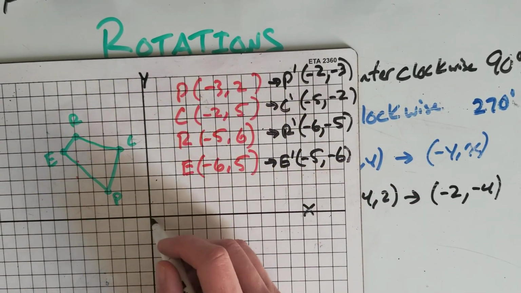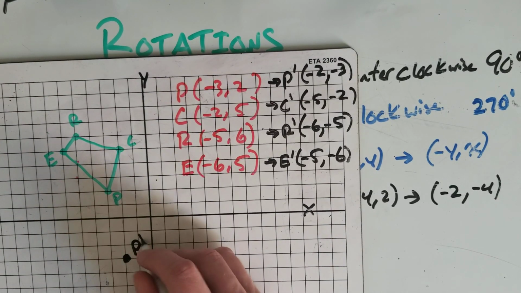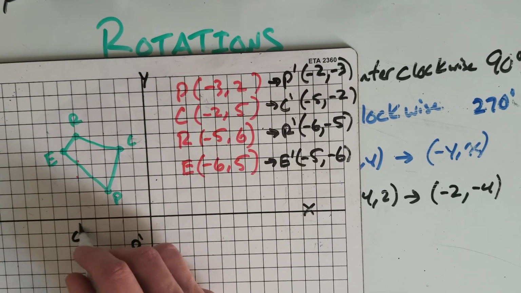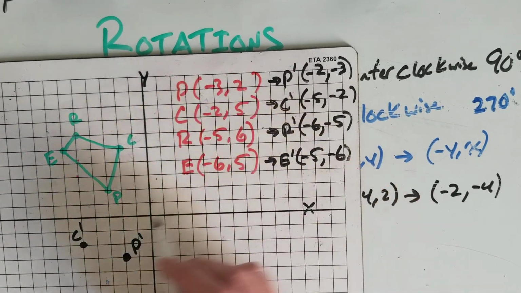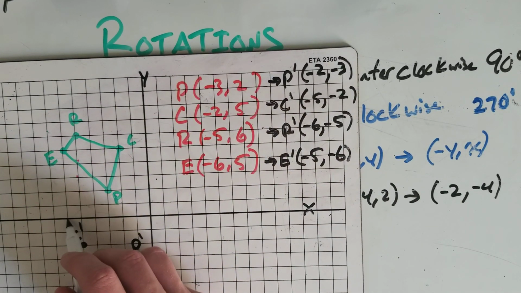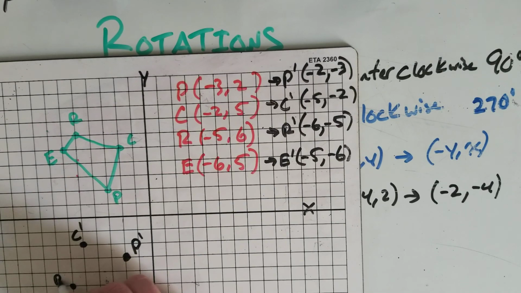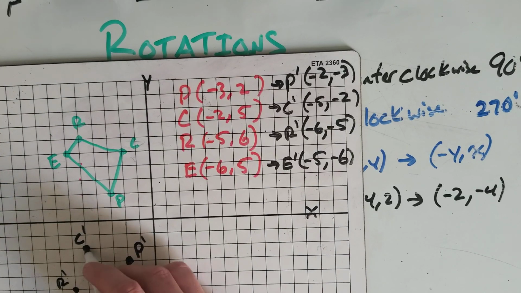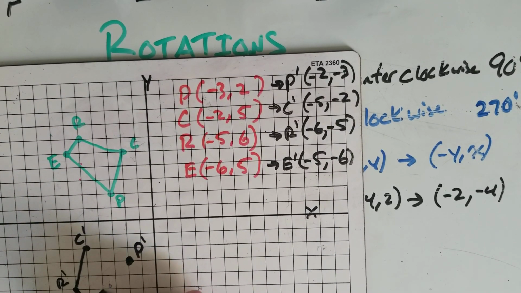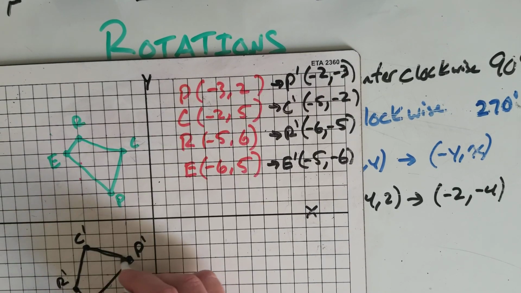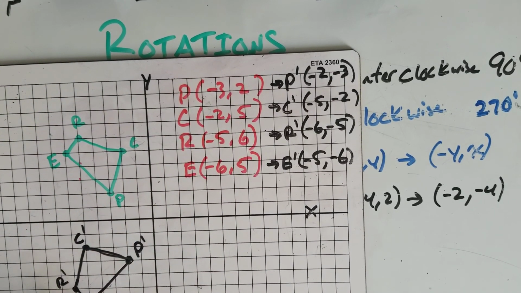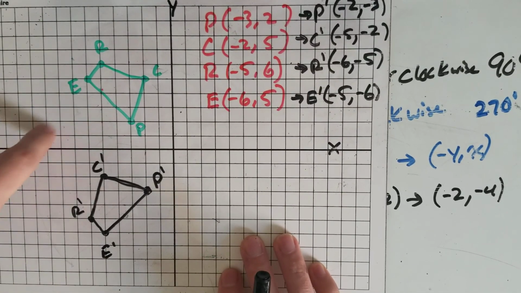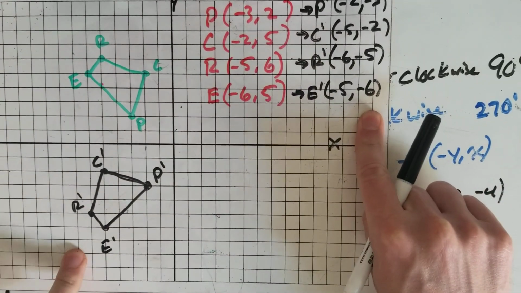P prime is (-2, -3). There's P prime. C prime is (-5, -2). R prime is (-6, -5)... That's your R prime. And E prime is (-5, -6), which is right here. Notice how this figure is congruent. It's the exact same shape, but it's just been rotated down. And that would be a 90 degrees counterclockwise turn here. There's your coordinates. This is your final image.